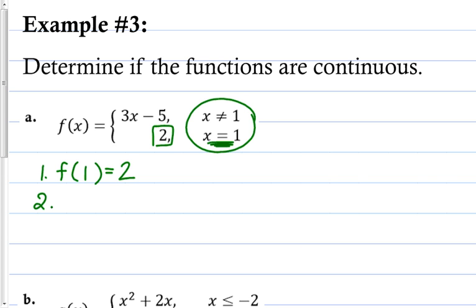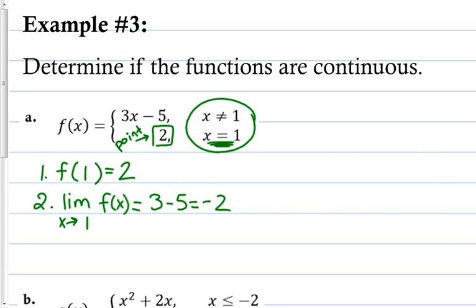Okay, part 2. The limit as x approaches 1 of this function f of x must exist. So here, this is just a point. This is a point off in the air somewhere. So if I want to know what the limit is, I'm going to use the top part of the piecewise function, and I'm going to plug in my 1 there. So 3 times 1 is 3 minus 5, and that's negative 2.